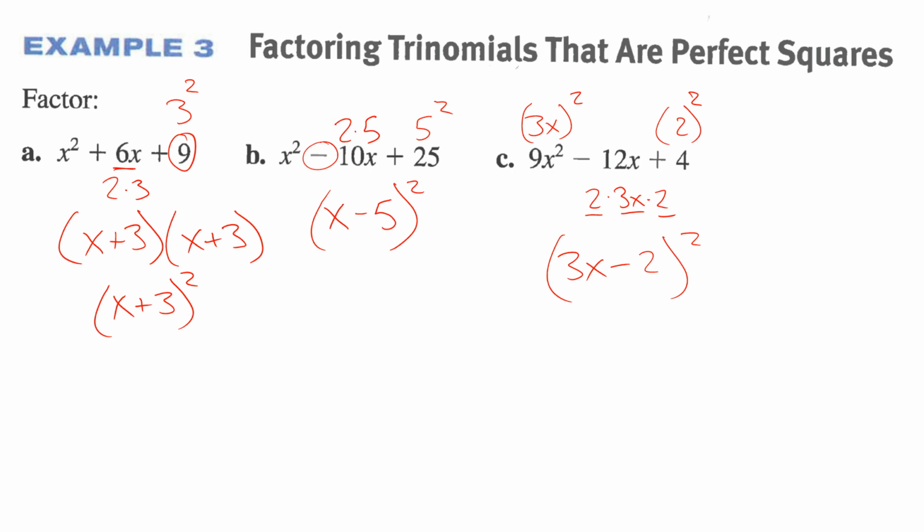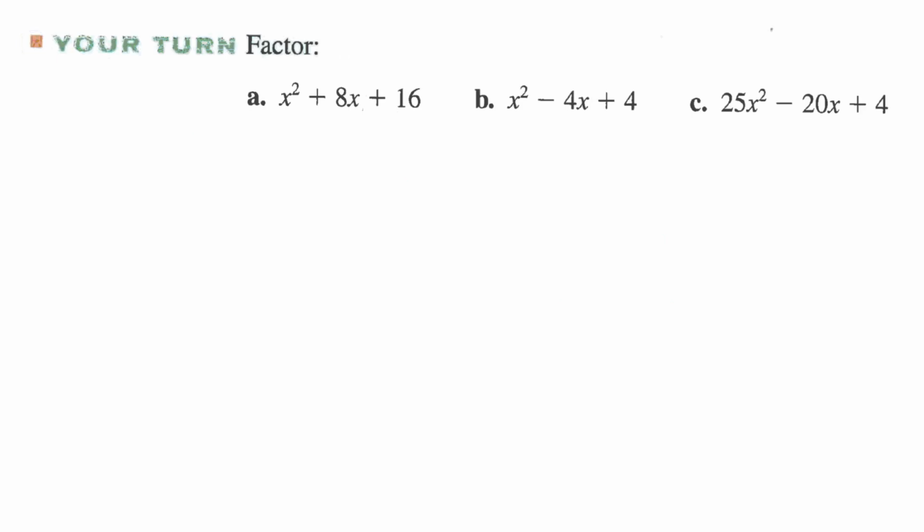Okay. All right, your turn. Give these a shot. These are all perfect squares. Plus 4 squared. X minus 2 squared. 5x minus 2 squared.